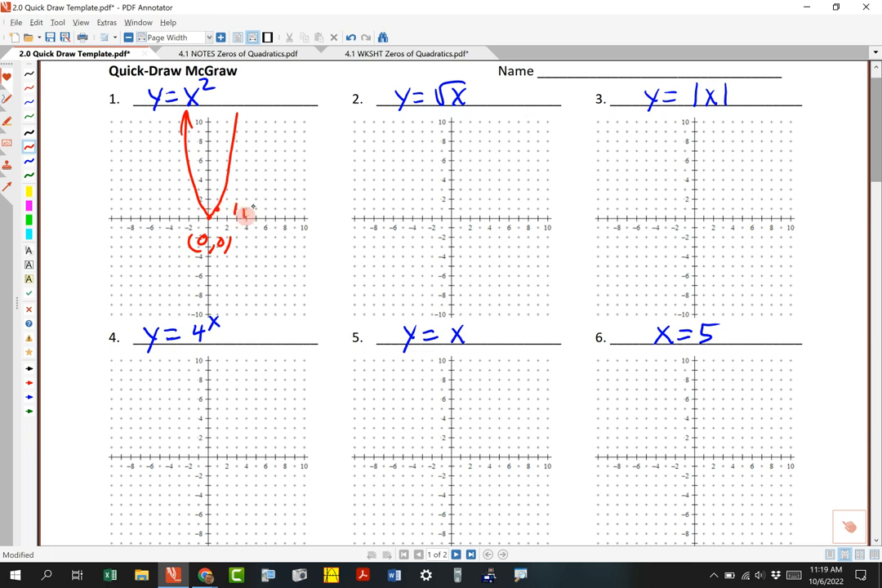I might label 1, 1 on this side, and just to kind of show off, I might label over here that it goes through -2, 4. A couple of points are good enough.